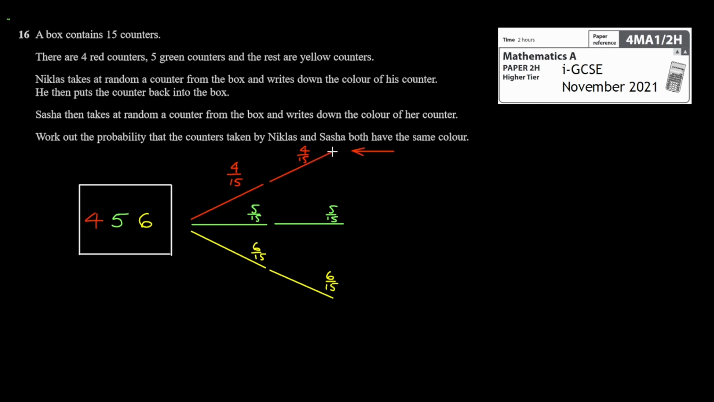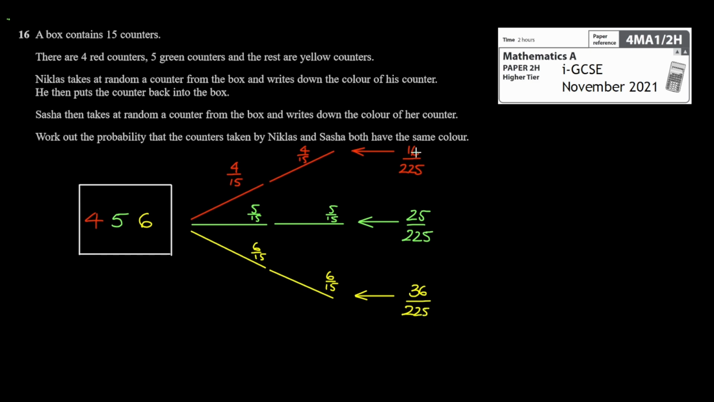So to get to the end of the second branch of red, the probability will be 16 over 15 times 15, which is 225. A double green will be 25 over 225. And a double yellow, 36 over 225.